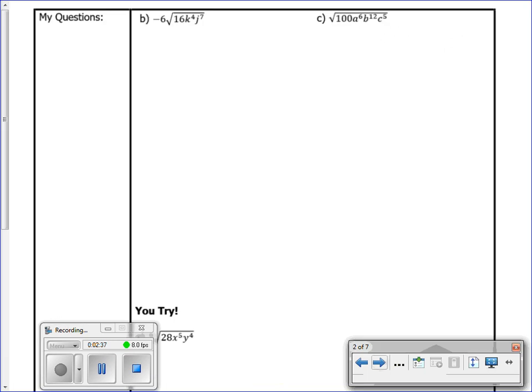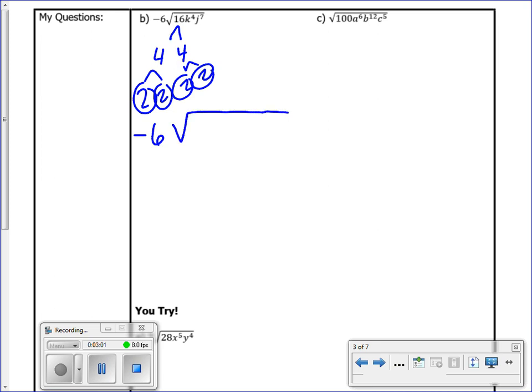Moving along to letter B, we have negative 6 square root 16k to the 4th, j to the 7th. So when we write this out, we got to break down 16. 16 breaks down to 4 and 4, 2 and 2, 2 and 2. So circle twins. Circle prime numbers. Rewrite this negative 6 out in front, your square root. We have 1, 2, 3, 4 2's.